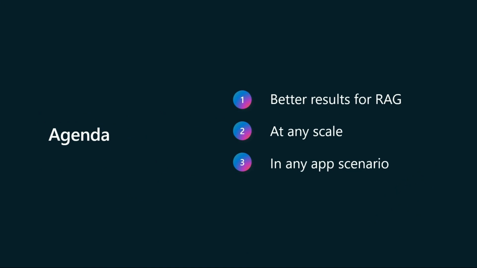So what we'll do today is we'll talk about how, with Azure AI Search, you can get the best results for the RAG pattern, for the retrieval augmented generation pattern. Then we'll talk about how to do that at all scales. And then third, I want to walk you through some use cases for how this can be done across a variety of scenarios, no matter where you're working, from Visual Studio to Copilot Studio to anywhere in between.